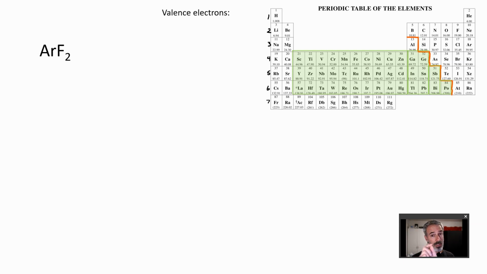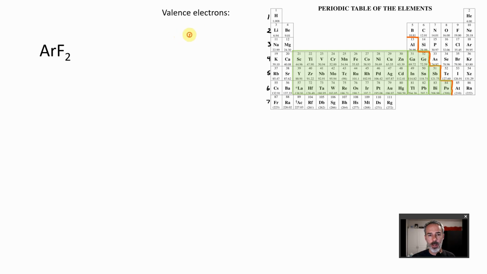What I want you to do is count the valence electrons, draw on your paper the entire Lewis structure, and I want you to tell me how many lone pairs are on the central atom. The central atom's argon, by the way. How many lone pairs are on that argon? Yeah, it's weird, right? It's really weird.